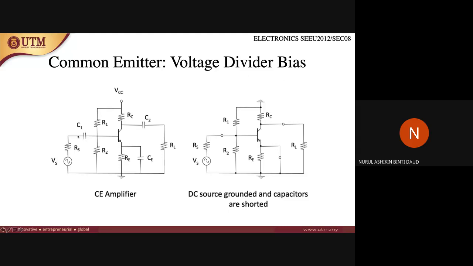So first of all, as before, you have to short circuit the capacitor. There is a bypass capacitor here, so you also need to short circuit this. If you want to solve this kind of question, you need to use the Thevenin theorem first, to get the value of IB and all the other information as well, the value of IC and IE. Then only you can proceed to the AC.